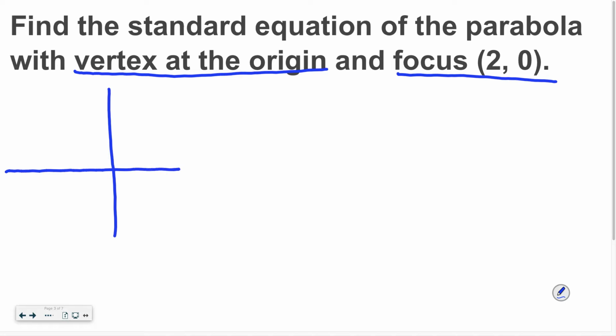I would suggest plotting your information so that you can get a visual of what is happening. And I would also label anything that you throw on your picture as V, F, C, whatever point you're plotting. So the vertex is at the origin. I'm going to label it V for vertex. And then our focus is at 2, 0.